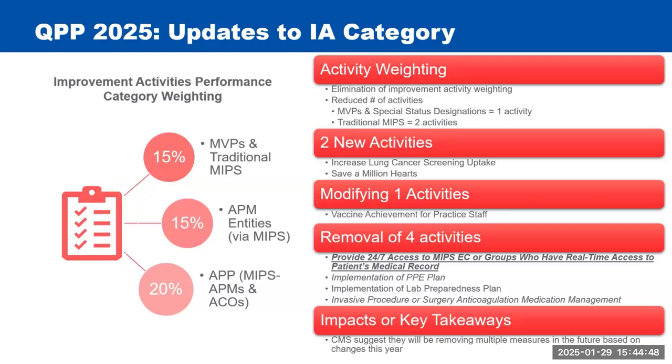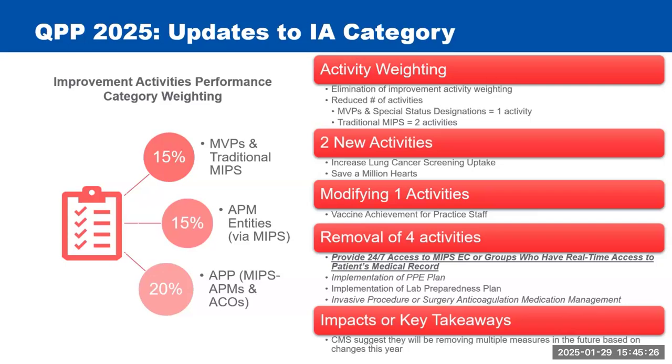If you are part of a MIPS value pathway, or if you have a special status designation like you're a small practice, you only have to report one activity. If you are participating in traditional MIPS, you would report 2 activities unless you have that special designation. Now, CMS did also add some new activities. They have included an activity around lung cancer screening uptake and also participating in Save a Million Hearts. They have modified one activity, vaccine achievement for practice staff, and they have removed 4 activities.